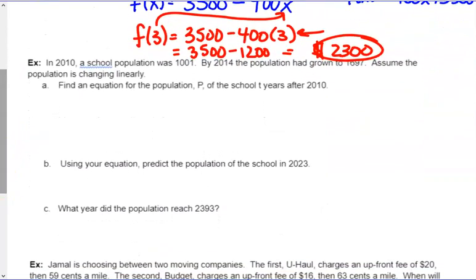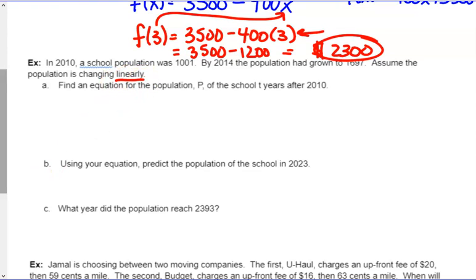The idea of linear functions. Sometimes, if you recall, what we were doing in section 1 and section 2 is that we were writing the equation using points. So many times in real-world applications, you can actually take out the information and write them as points. So we're going to see that for this one. It says that in 2010, a school population was 1,001. By 2014, 4 years later, the population had grown to 1,697. Assume the population is changing linearly.